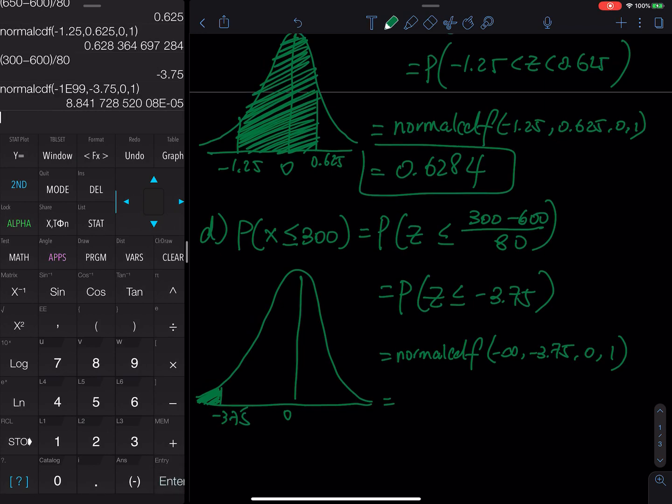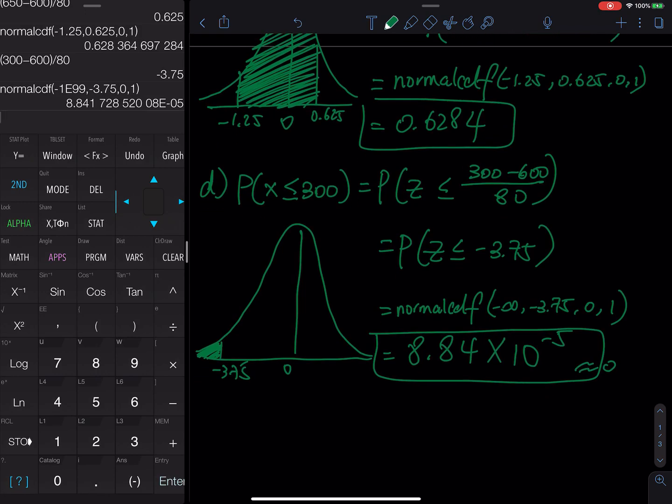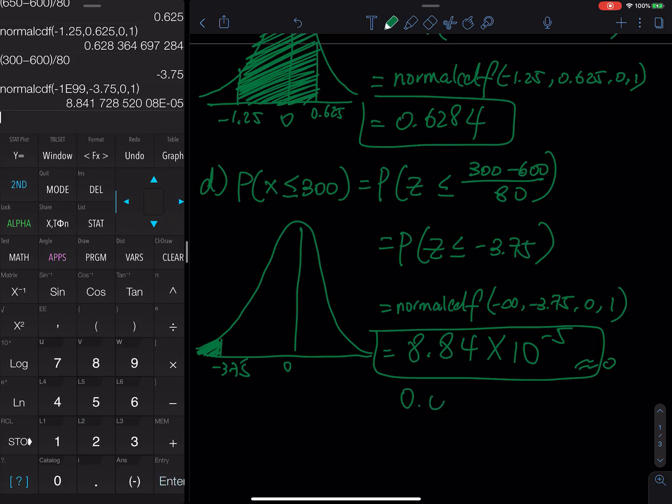So this is 8.84. Is this right? No. Times 10 to the negative 5. That means the probability is very close to 0. So if you want to see the decimal, that is 0.0000884.